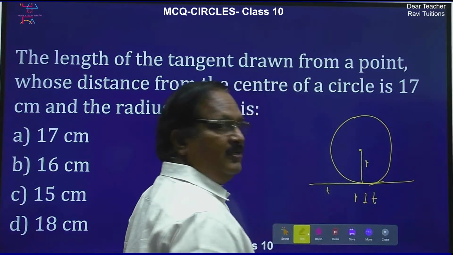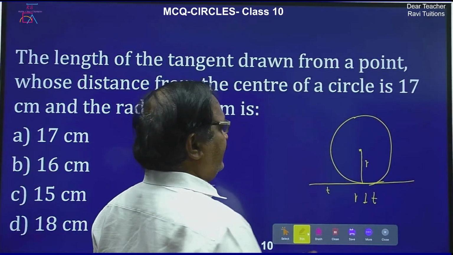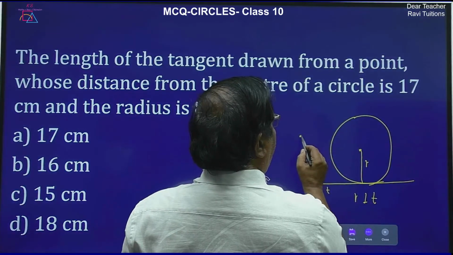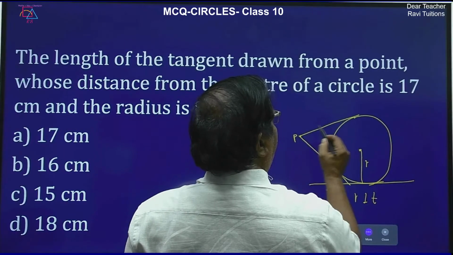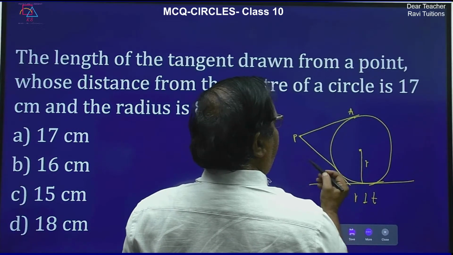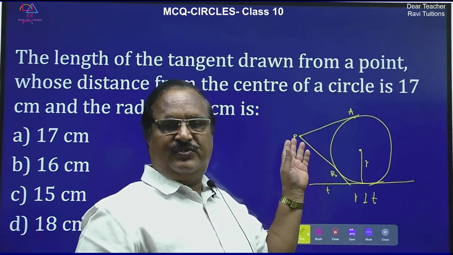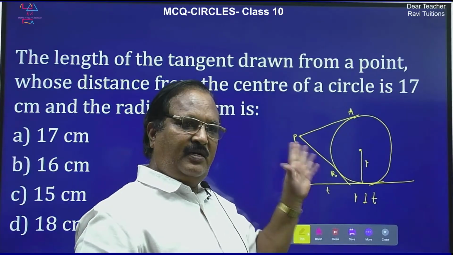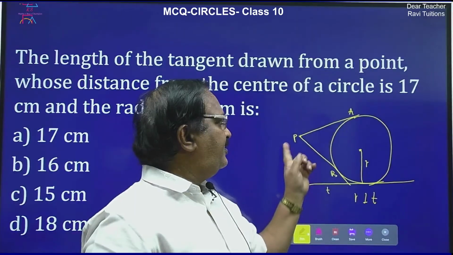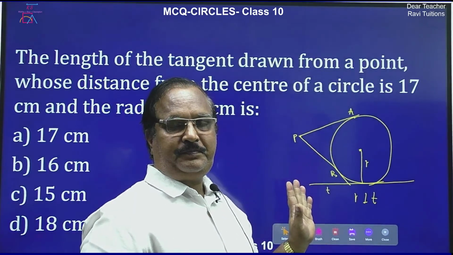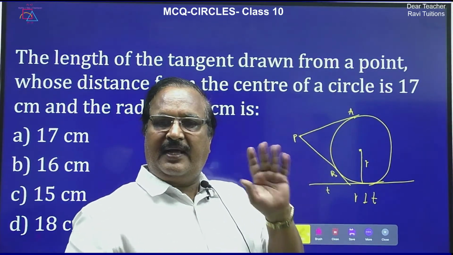This is one more concept. From an external point, you can draw two tangents. So this is an external point. PA and PB are two tangents. The tangents which are drawn from an external point are equal. So PA is one tangent, PB is one tangent, and these two are equal. That's it. The rest of the concepts are 9th class concepts.